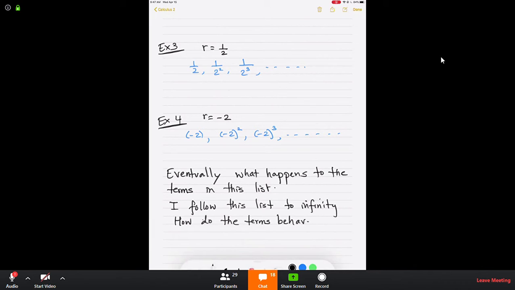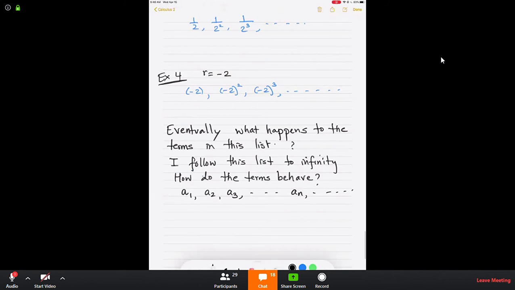If I want to answer these two questions, what am I talking about mathematically? Remember, what was the list again? Oh, it was a1, a2, a3, and somewhere an, and it goes to infinity. So if I want to follow this list together, then I want to know what happens eventually to those individual terms. What happens to them?